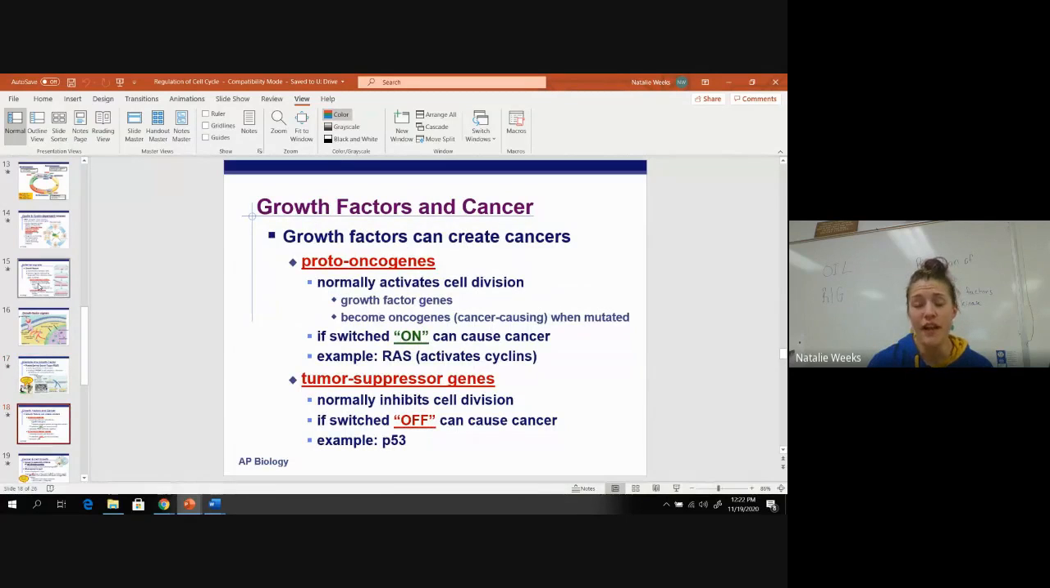However, some of these growth factors can also create certain types of cancers. Some growth factors that we have are like human growth hormone. Those will also stimulate your cells to grow.